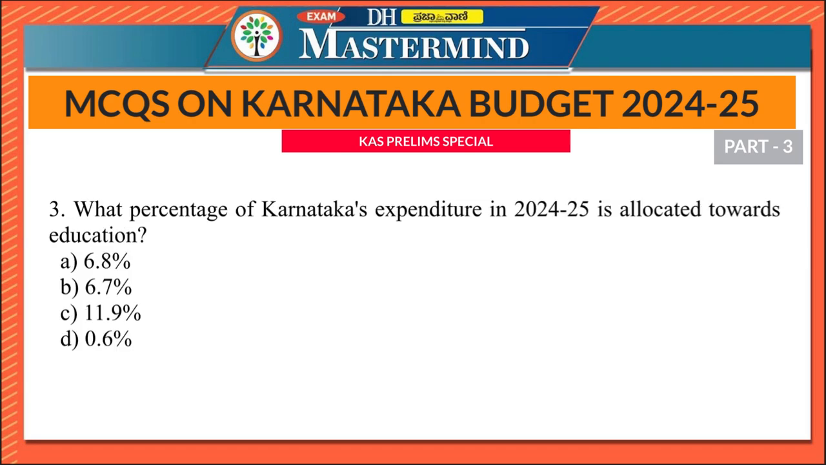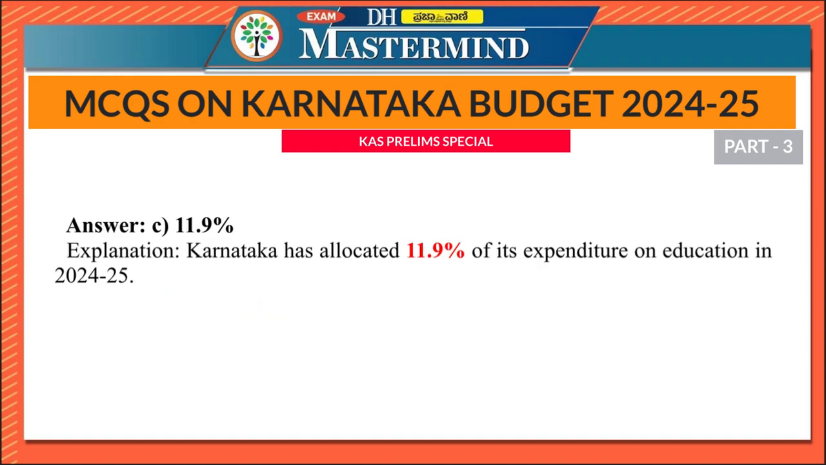Third question says, what percentage of Karnataka's expenditure in 2024-25 is allocated towards education? 6.8%, 6.7%, 11.9%, 0.6%. So here the right option is option C, 11.9%. For now, please remember that Karnataka has allocated 11.9%, so close to 12%, of its expenditure on education in 24-25. I'll explain more about the allocation using a graph in one of the following questions.